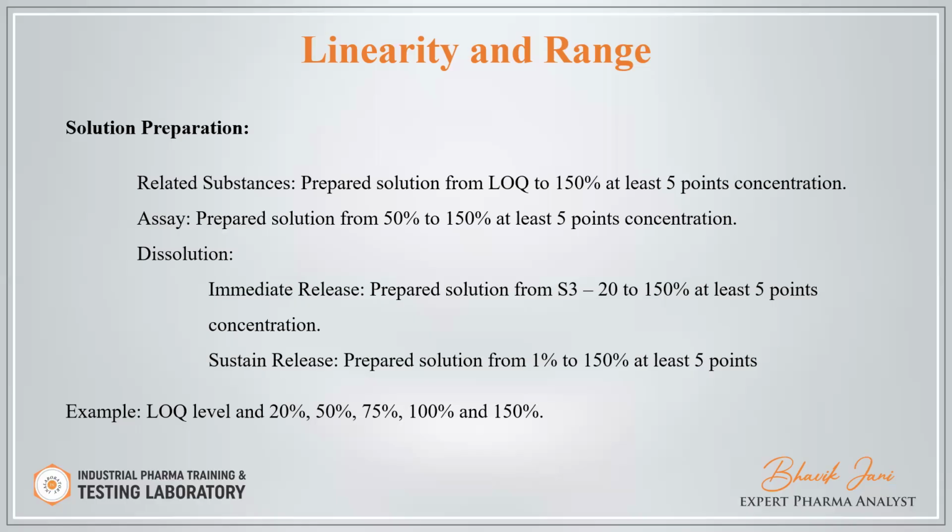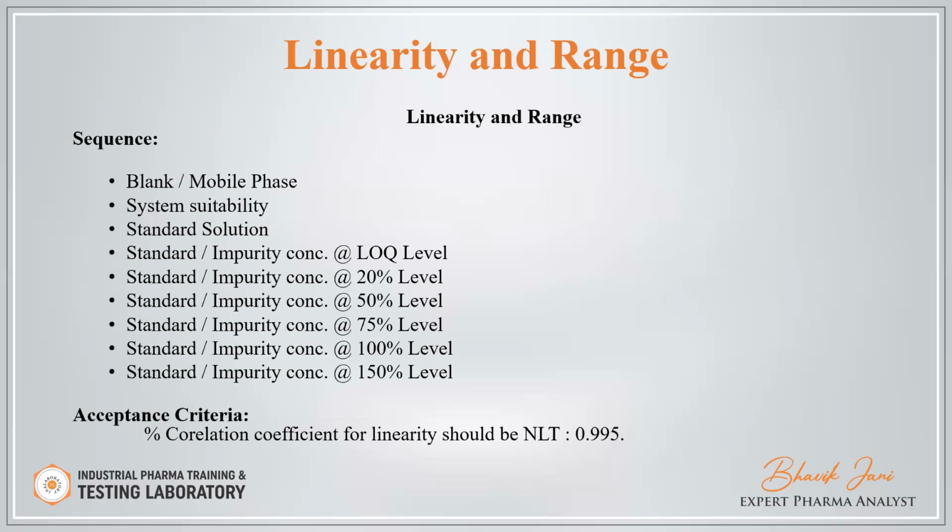For example, LOQ level and 20, 50, 75, 100 and 150 percentage. You have to prepare this type of solution and inject. The sequence will be blank or mobile phase, system suitability standard as per the MOA 526. Then standard or impurity concentration, LOQ level, 20 percentage, 50 percentage, 75 percentage, 100 percentage, 150 percentage. Then you have to inject the bracketing standard as per your procedure. The correlation coefficient for the linearity should be not less than 0.995.